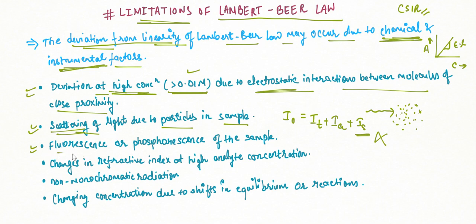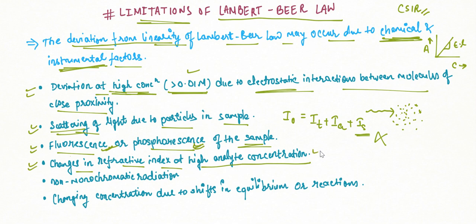Similarly, in the case of fluorescence or phosphorescence of the sample. When we are talking about fluorescence or phosphorescence, we quickly recall the Jablonski diagram. I hope that you know what fluorescence and phosphorescence are, and if you don't, then we are going to discuss them in detail in the upcoming videos on the Jablonski diagram. So fluorescence and phosphorescence of the sample can also cause deviation from the Lambert Beer law. Also, changes in the refractive index of the medium at high analyte concentration.